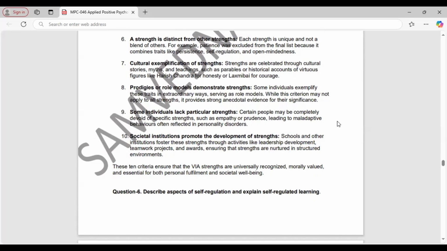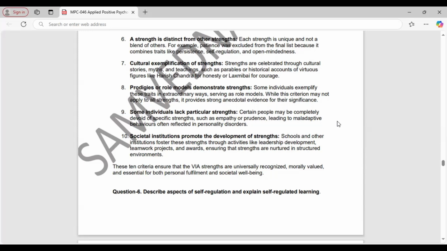Cultural exemplification of strengths. Strengths are celebrated in cultural narratives and teachings, like Harish Chandra for honesty. Prodigies or role models demonstrate strengths. Certain individuals exemplify strengths, serving as strong evidence of their importance. Some individuals lack particular strengths. Some individuals may lack particular strengths, leading to maladaptive behaviors often seen in personality disorders.